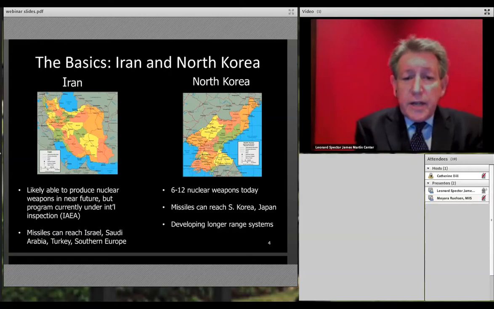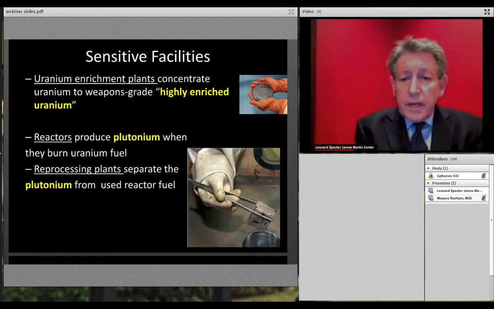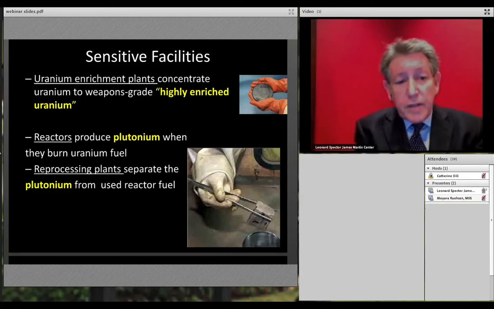Going to the next slide. Concerns in these 2 countries are focused on sensitive nuclear facilities that can produce material for nuclear weapons, either highly enriched uranium, the material used in the Hiroshima bomb, or plutonium, the material used in the Nagasaki bomb. And here are some samples that you can see.